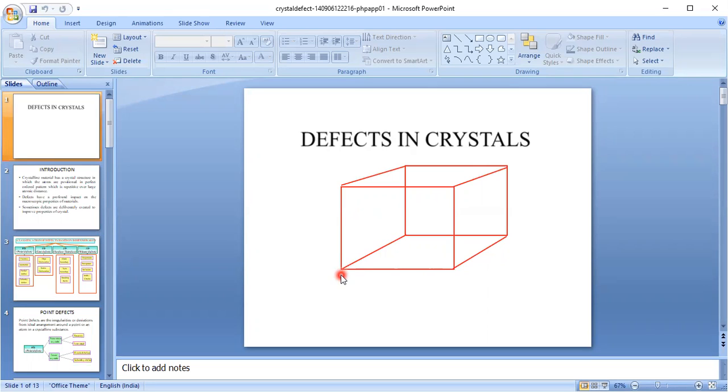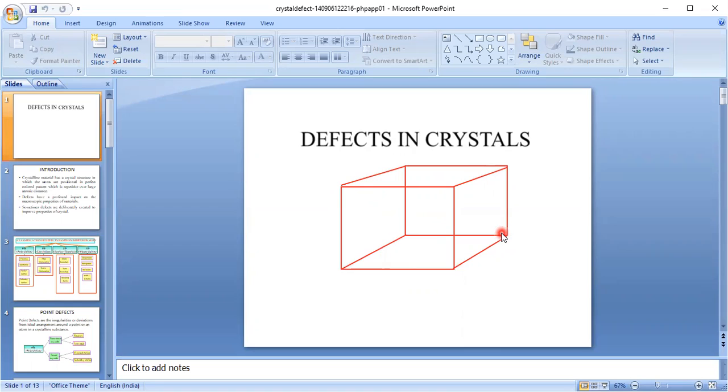Here in this case, it is a cube. The unit cell shape is a cube. In this cube, the atoms are arranged at each corner of the unit cell. So at this corner, one atom will be present. At this corner, one atom will be present. And at this corner, one atom will be present. So for 8 corners, you can see 8 atoms are arranged in a unit cell.